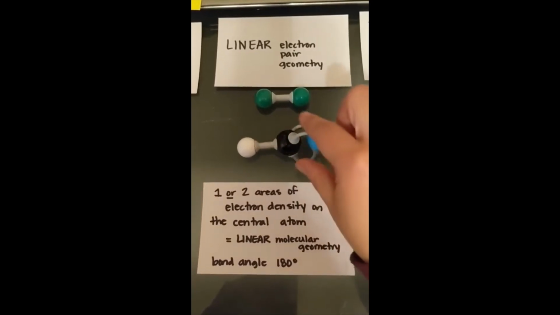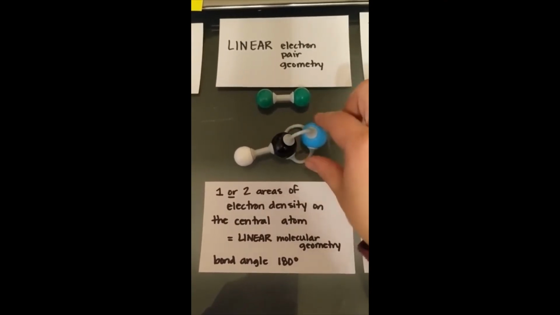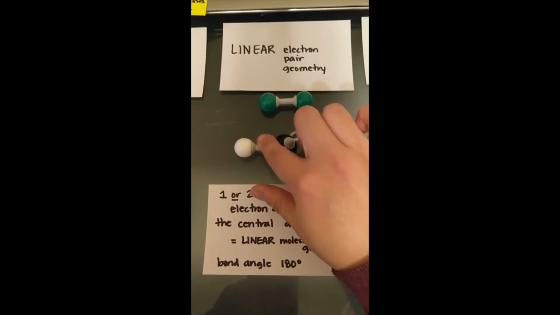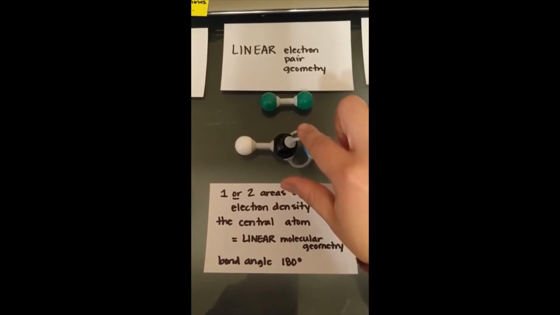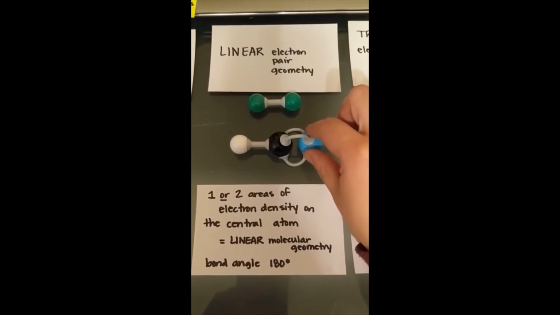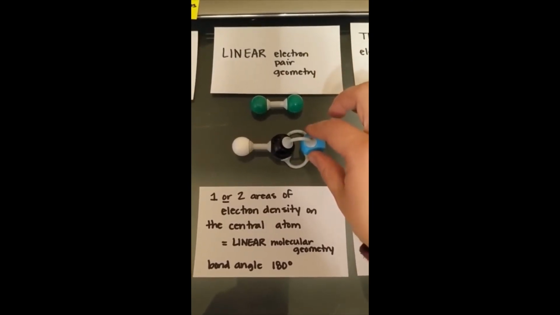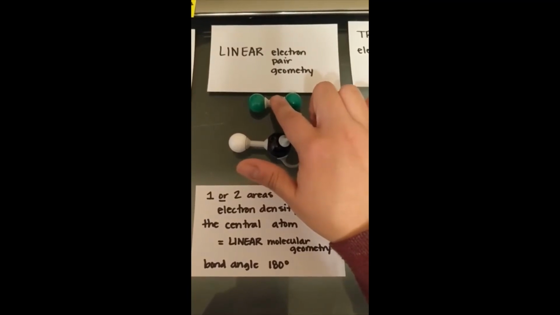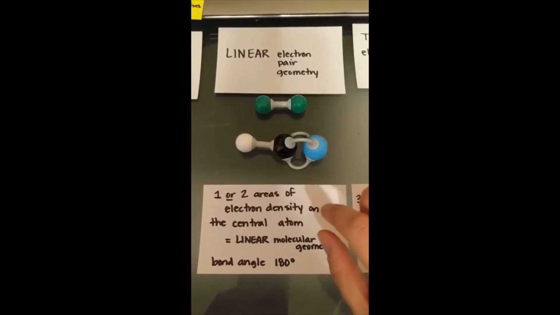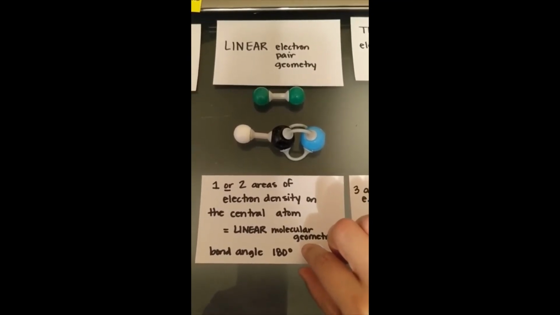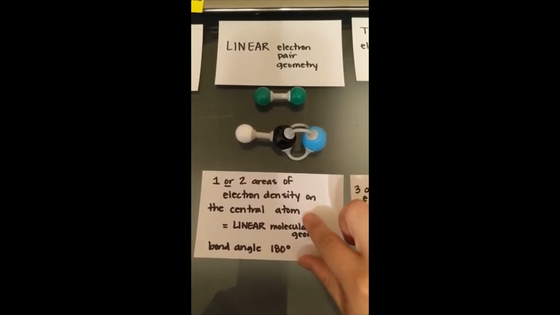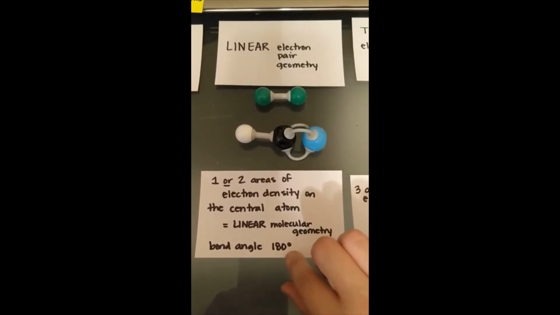So that's one area. Here's the second area. Now, yes, I know that second area has three bonding pairs of electrons in it, but multiple bonds do count as one. So this is one area of electron density. This is the second area of electron density. And then there's your central atom appearing here for the first time in a molecule. So the rule of thumb is if you look at your Lewis structure, or you look at a model and you determine that there is one area of electron density or two areas of electron density, then the molecule has a linear electron pair geometry. And since you don't really have any lone pairs present on the center atom, they also have a linear molecular geometry. So the true shape of the molecule is a straight line with a bond angle of 180 degrees.